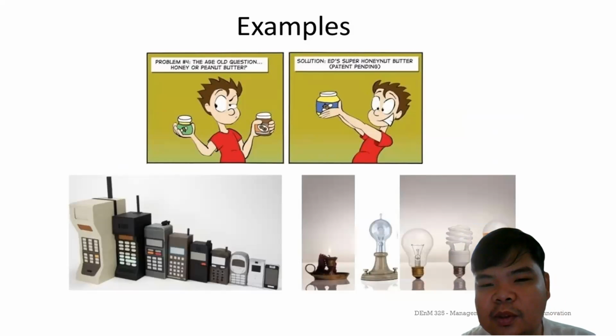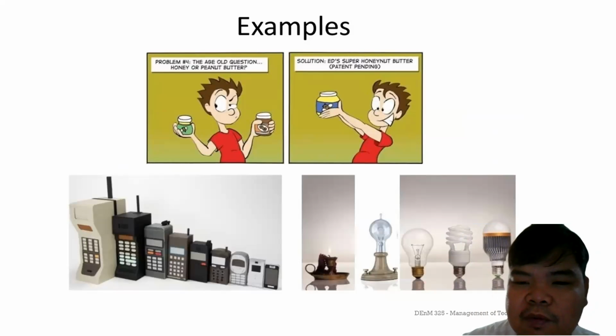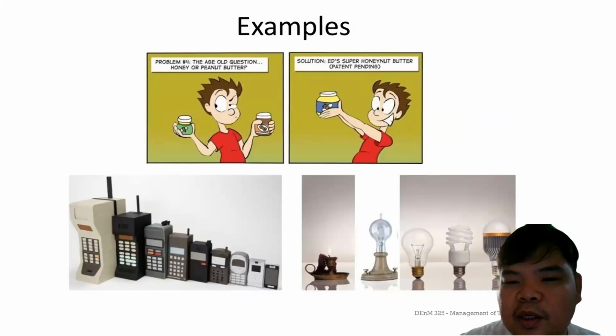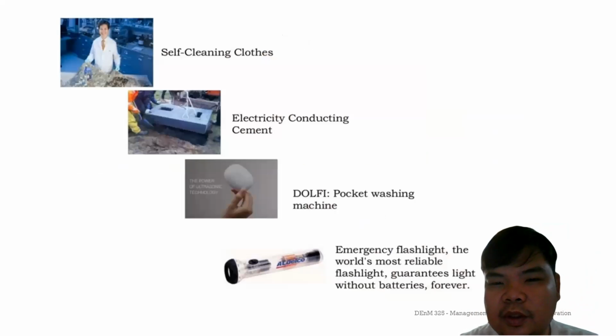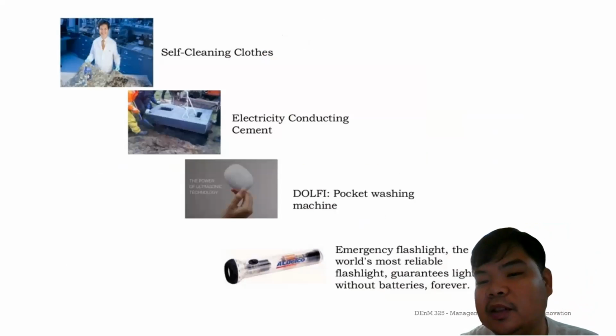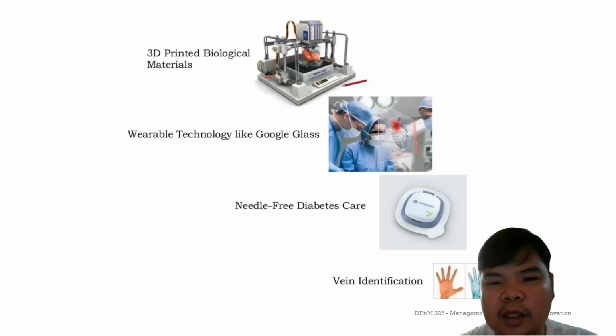Then the cell phones, from big sizes of models up to small sizes of models, even the different lamps, right? So we have now several forms of lighting materials nowadays. Another, self-cleaning clothes, electricity-conducting cement, and more. Okay, so these are some examples of innovations which were actually made.